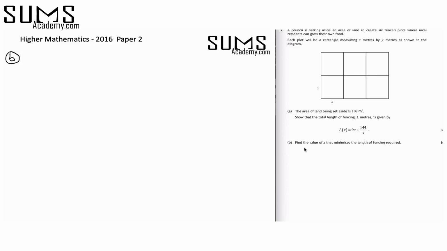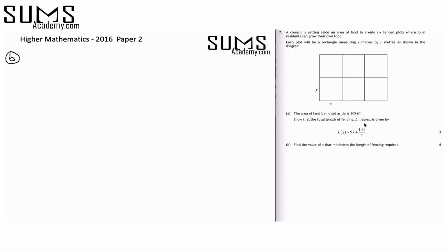So now on to part B, where we're asked to find the value of x that minimizes the length of fencing required. So when we hear minimizing or maximizing, what we're going to be looking at is differentiation. So we're going to be minimizing this expression here. So when do the minimum points of a function occur?